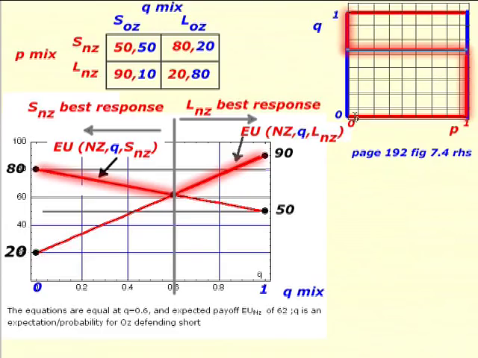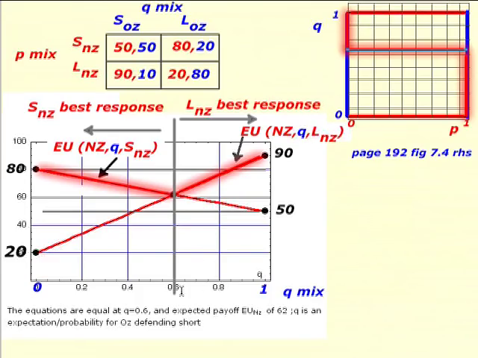I'm trying to figure out what New Zealand's best responses are. New Zealand's best responses are either to go short or to go long, okay? But going short is 100% chance of going short. Going long is a 0% chance, okay? So when Australia's got a high probability of defending short, then New Zealand wants to go long, or put a low probability of going short. So, did I say that right? Yes. Okay, so we're looking at the blue axis and trying to figure out what Australia is going to do.